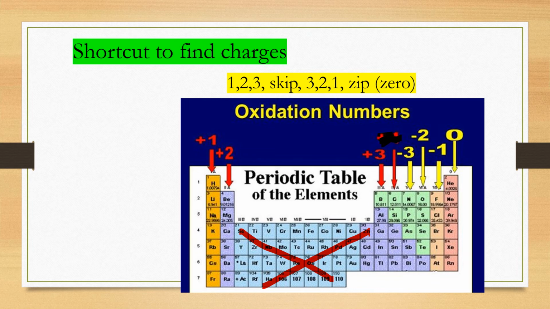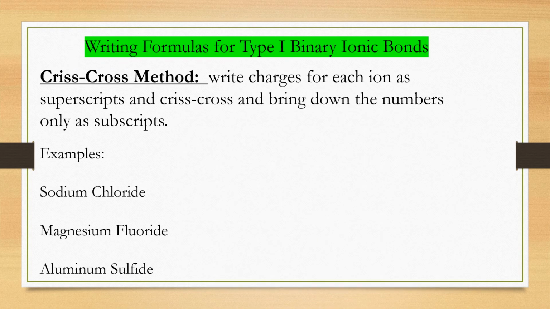So you can memorize this super easily and know all your charges for all of these atoms. 1, 2, 3 going in the positive direction, skip. 3, 2, 1 going in the negative direction, and then zip, 0. So you've got to memorize that. It's going to help you a ton because that's going to be a shortcut so you don't constantly have to write out these whole Lewis dot diagrams to find your formula. Okay, so have your periodic table out with 1, 2, 3, skip, 3, 2, 1, zip on it. So plus 1, plus 2, plus 3, skip, minus 3, minus 2, minus 1, zip, 0.